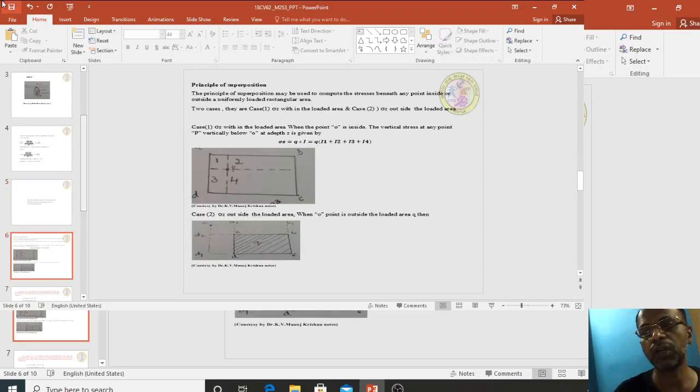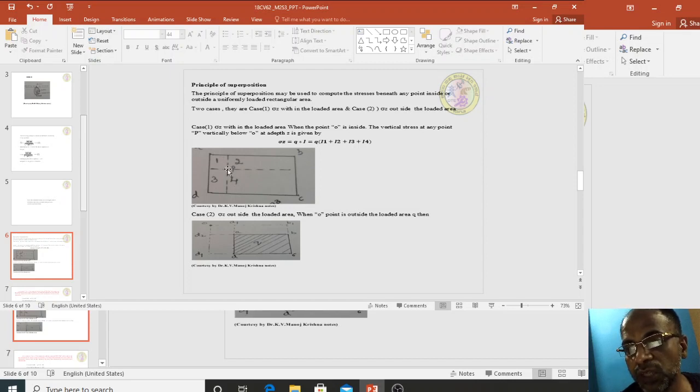Now coming to the principle of superposition. What is meant by the principle of superposition? The principle of superposition may be used to compute the stresses beneath any point. So I want to find the stress acting on this foundation at this point.